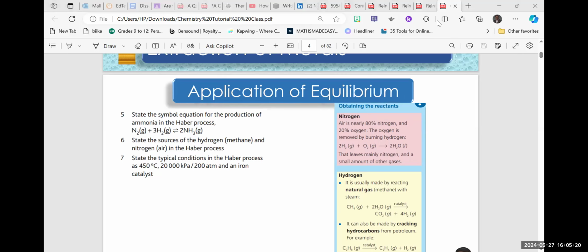Temperature, yes. Pressure, any other thing? I think temperature, pressure, and what? Factors that affect a reaction: concentration.